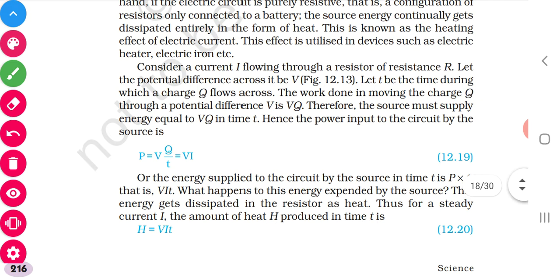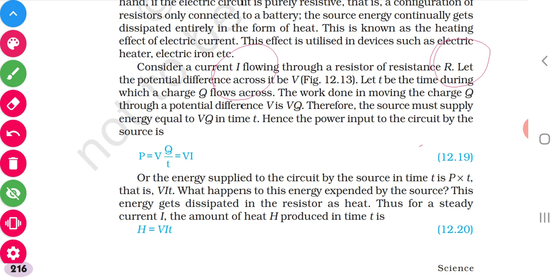Now let us consider a resistor. Resistor means it opposes the flow of current. Instead of converting into electric energy, it gets heated, isn't it? So what is the resistance of the resistor? Capital R is the resistance of the resistor, and I amount of current is flowing.